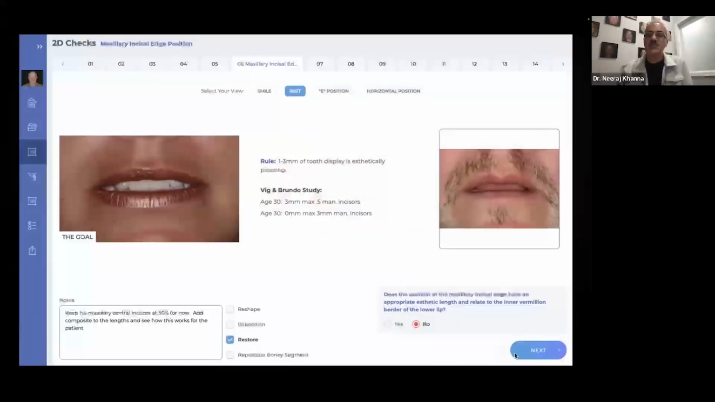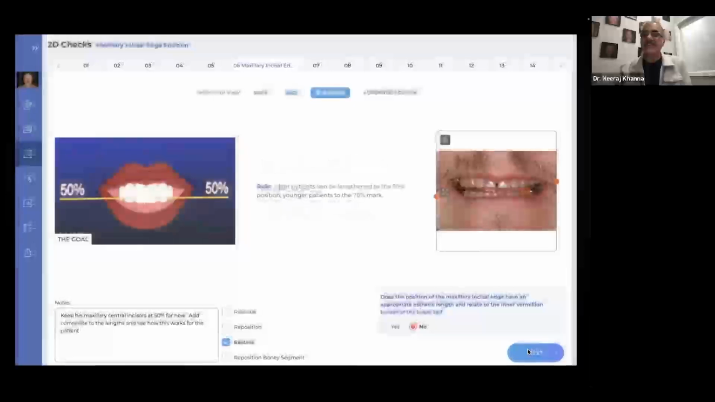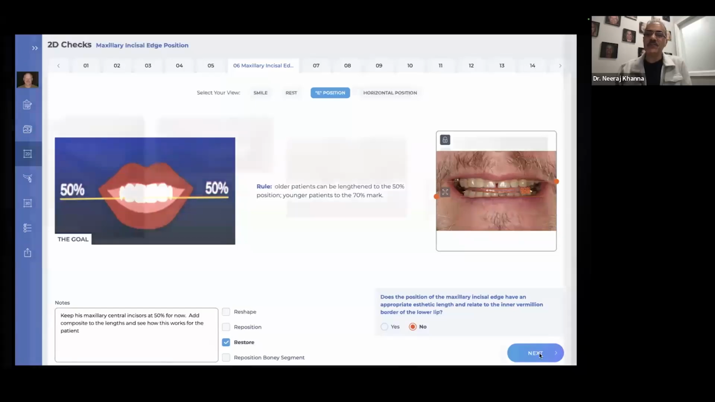Then if we continue with our maxillary incisal edge position, at the rest position he's not showing anything. But in the E-smile, David is just shy of 50%, which is right about here. So I'm going to add wax on those two central incisors to about 50% for now, then add composite to increase the length and see if that works for the patient. I'm making notations here as I go through this checklist.